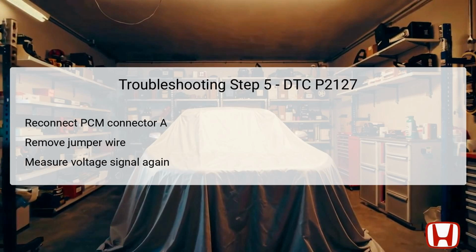If the reading is still less than 0.2 volts, this indicates PCM malfunction or the need to check for service bulletins. If the voltage is satisfactory, replacing the APP sensor may be necessary to resolve the ongoing issue.